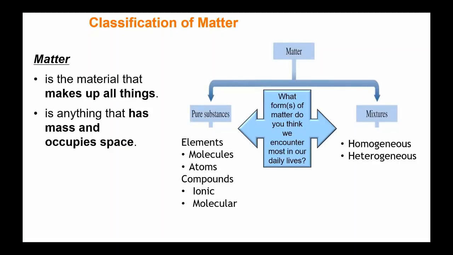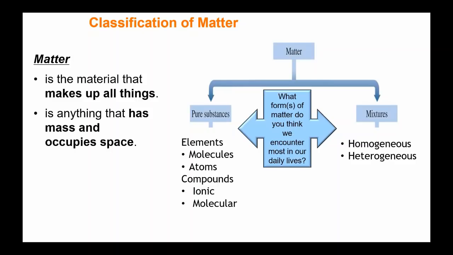Matter is what all things are made up of. All the materials, some of which we can see and some of which we can't see. Matter is anything that has mass and occupies space. Matter can be broken down into 2 different forms, pure substances and mixtures. What form of matter do you think we encounter most in our daily lives, pure substances or mixtures? Why do you think so?